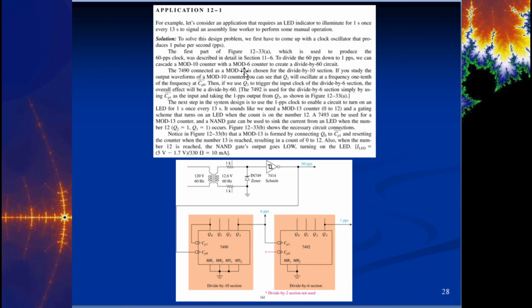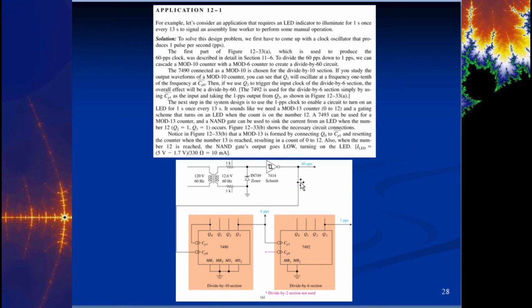So this one is going to give us a 1 pulse per second. All right, that's the whole goal of this first one, is to get us down to a 1 pulse per second. And all we're doing is taking the 60 hertz signal out of the wall. So 60 hertz is 60 pulses per second. So essentially, we have a divide by 10 that gets us down to 6 pulses per second, and then we have a divide by 6 that gets us down to 1 pulse per second.